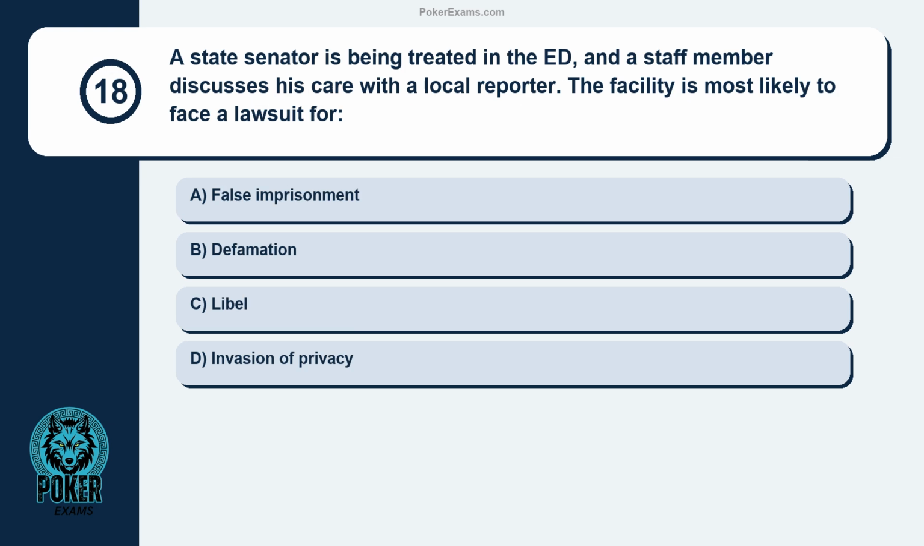Question 18. A state senator is being treated in the ED, and a staff member discusses his care with a local reporter. The facility is most likely to face a lawsuit for false imprisonment, defamation, libel, invasion of privacy.